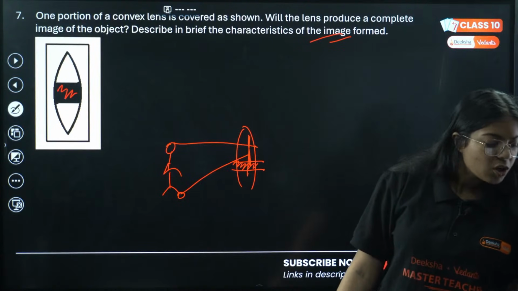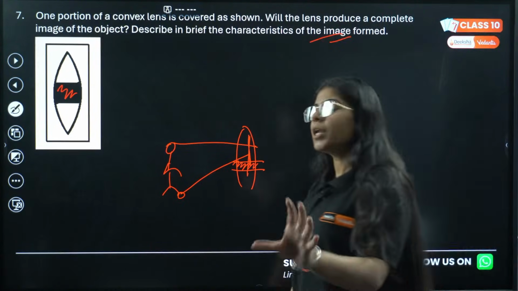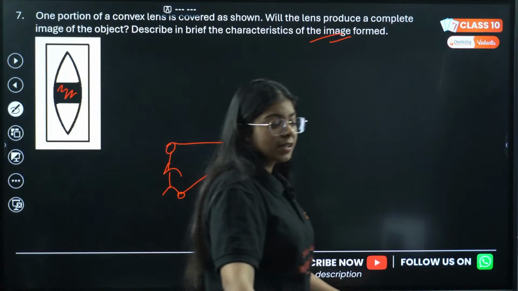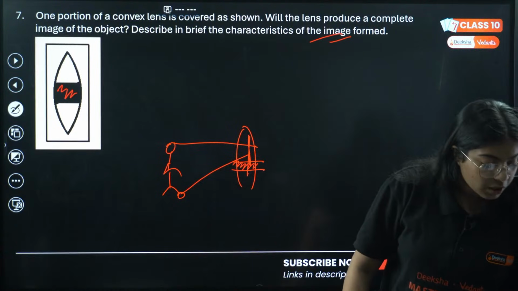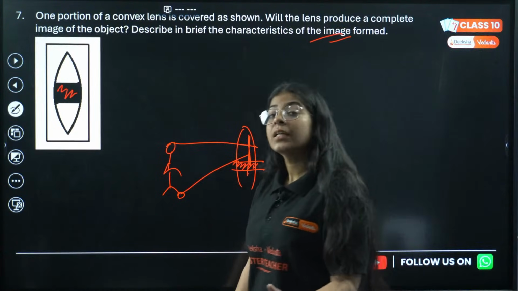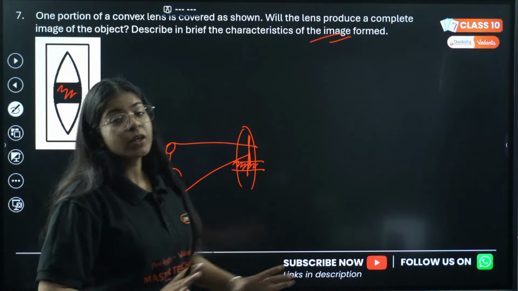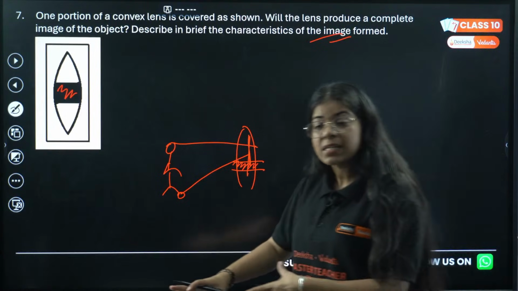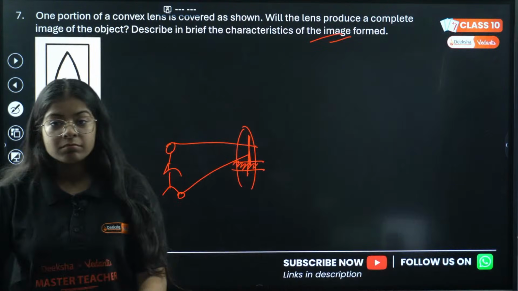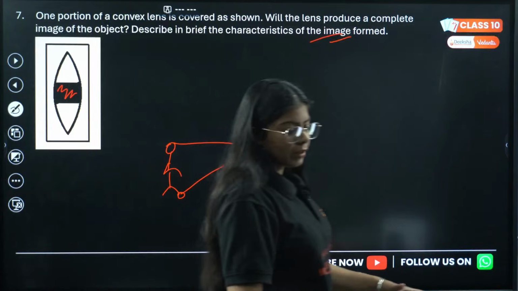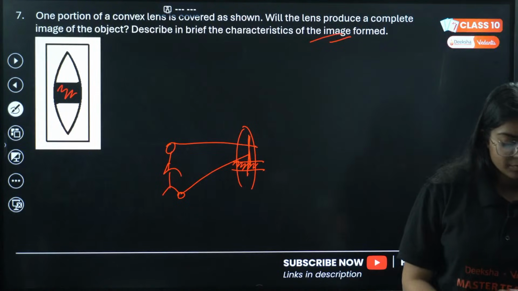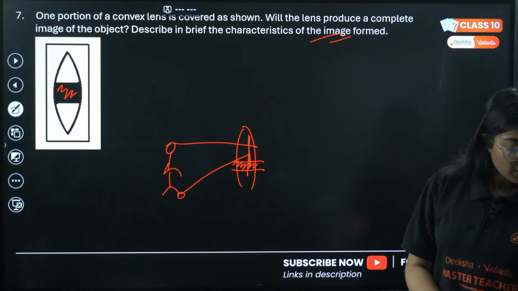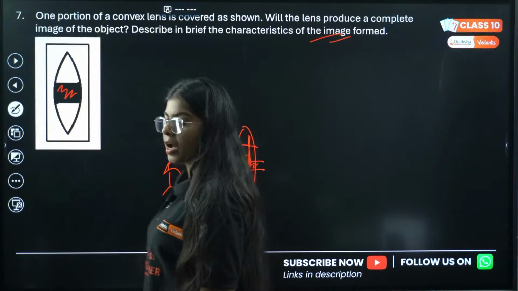We know a full image will be formed, but will the image be as bright as it would be if the lens was not covered? If I don't cover my lens, will the same image be formed with the same brightness or same clarity? Let me know in the chat. What do you think? There are so many of you in the chat. Let me know your answer.